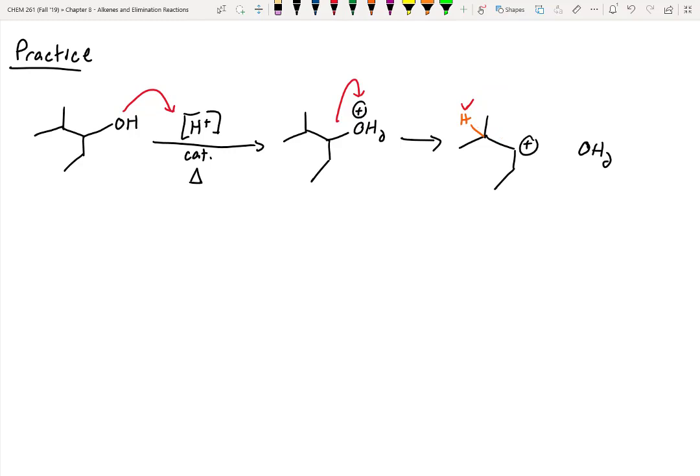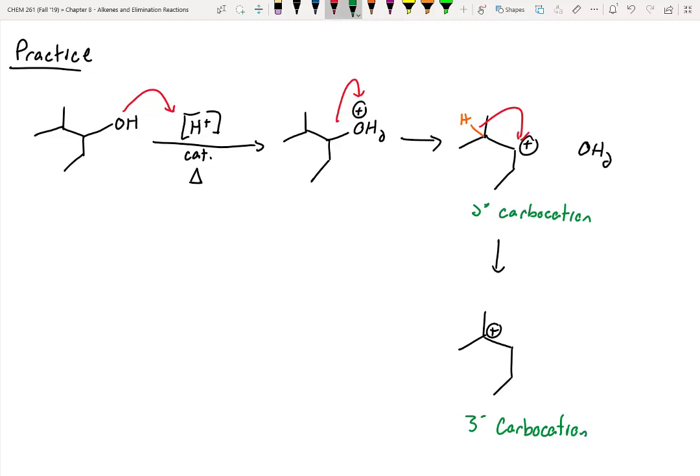You're right. So up here, we got a secondary carbocation. However, we can move this hydrogen over. And by doing that, we create a more stable tertiary carbocation. So thanks for helping me with that one. All right, so now at this point, is there any other rearrangement we can do to make this better?